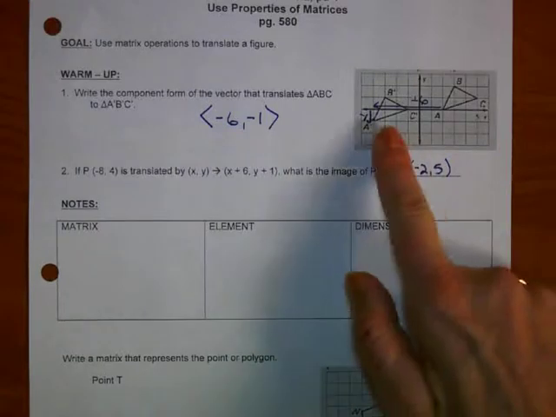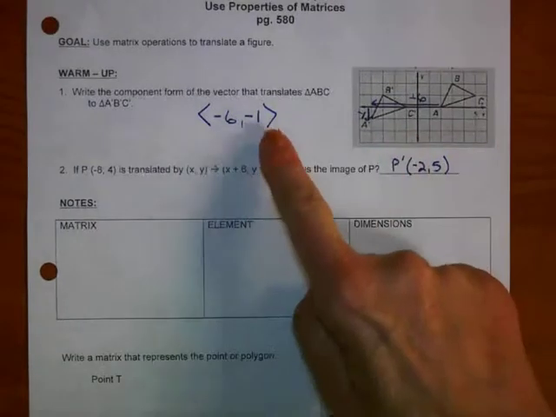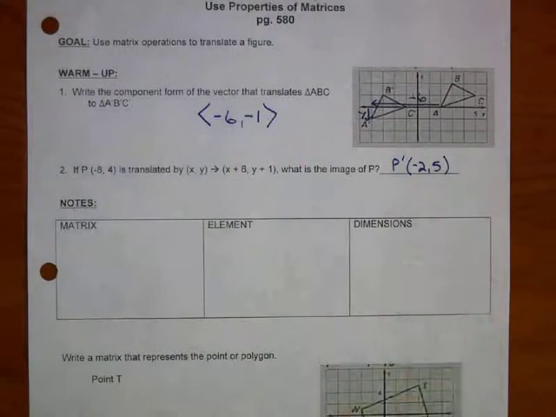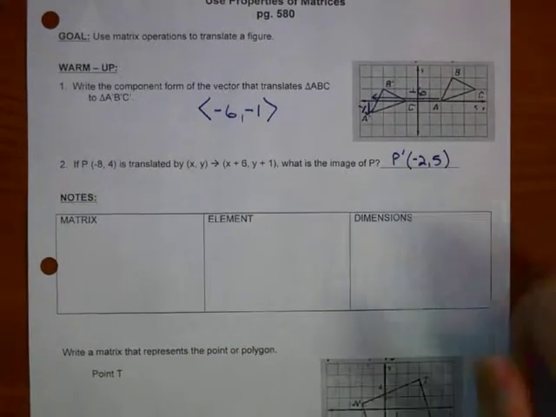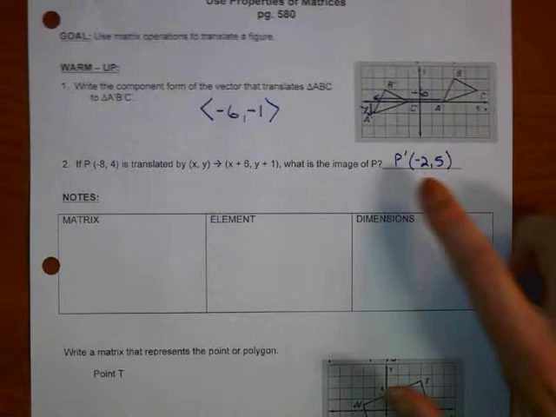Okay, so left 6, down 1, so that would be the component form of the vector. And then this would be negative 2, 5. Did you put P prime there? Did you put the little tick mark?